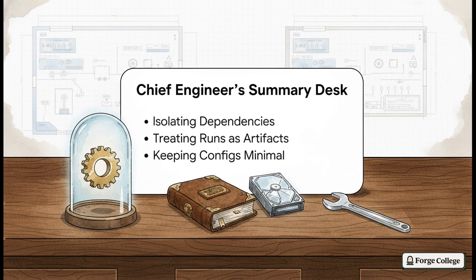Second, treat every single analysis run as a verifiable artifact. Save those JSON outputs, pin your versions, make it perfectly reproducible. And third, keep your configurations delightfully minimal. Only suppress detectors or add complex flags when you have a very specific, documented reason to do so.